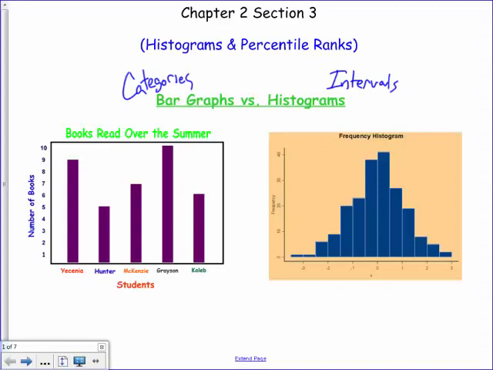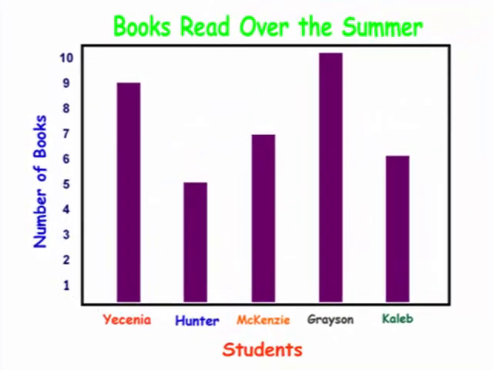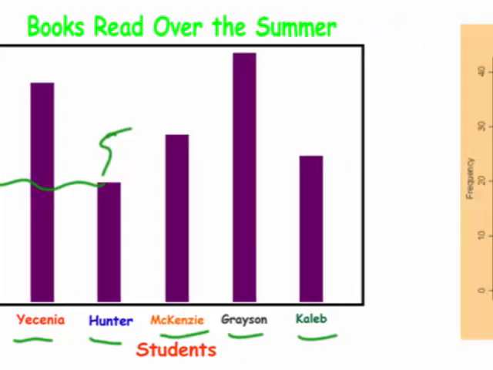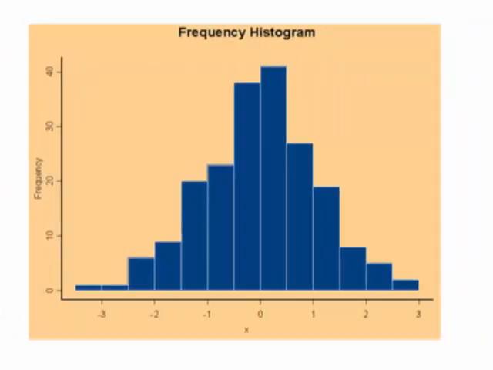So if I look at the bar graph over here, the books read over the summer, I have categories, right? I have my different students. These are not numerical values, it's different students. And then it shows the number of books they read on the side. So for example, Hunter read about 5 books over the summer, okay? Just showing some data per category. Whereas a histogram, if you take a look, has intervals.